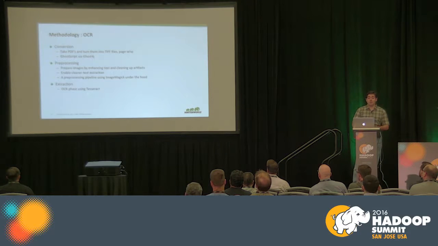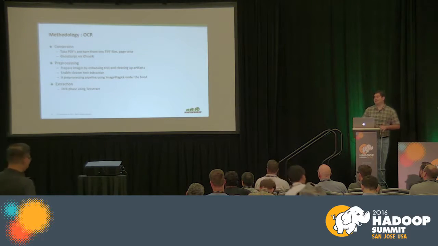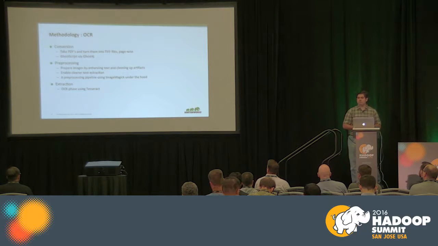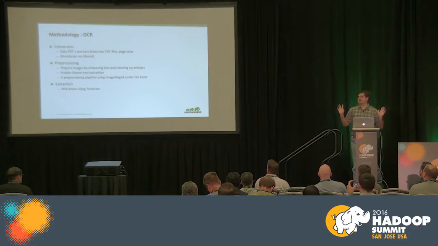Okay, so methodology. We'll talk about three different individual steps. Conversion: taking a PDF, splitting it out page-wise into TIFF files, and we're doing this with Ghostscript. Right. There's pre-processing, and I've seen a lot of solutions that completely skip this step. I think, well, just pull this out, throw it to Tesseract. Tesseract, give me some gold, right?